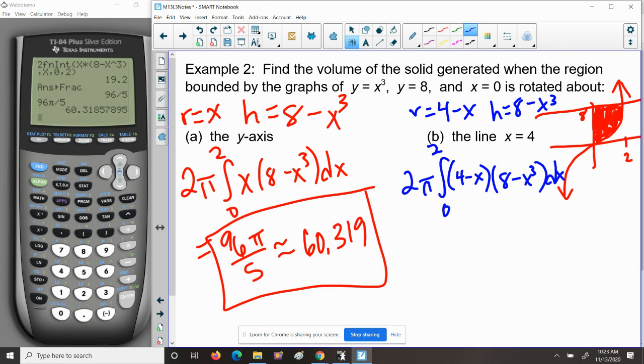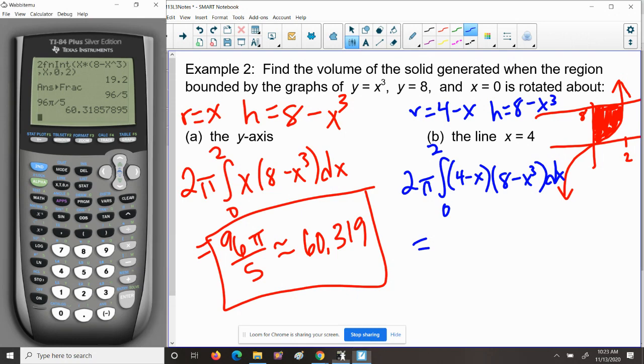Okay, notice our bounds do not change. Just like before, the bounds are not going to change just because we changed the line we're rotating around because that area is still contained between 0 and 2. So if we put this in, 2 times the integral of 4 minus x times, oops, I forgot my parentheses, times 8 minus x cubed, comma x, comma 0, comma 2.